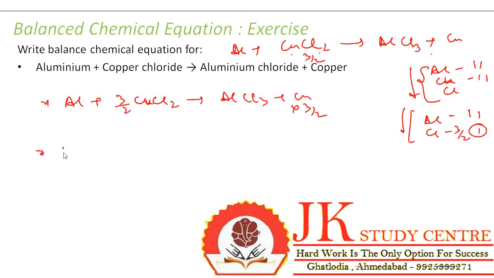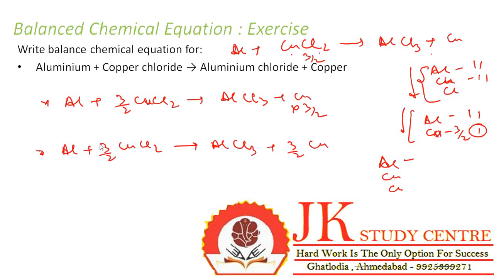Right? 3 by 2 and 1. So we'll multiply this guy with 3 by 2. So now what you get is aluminium plus 3 by 2 copper chloride gives aluminium chloride plus 3 by 2 copper. Now let's again check the values. Aluminium, copper and chloride. Aluminium here is 1, here is 1, balanced. Copper is 3 by 2, balanced. Chlorine here is 3 by 2 into 2, 3. Here we have 3. It's all balanced.